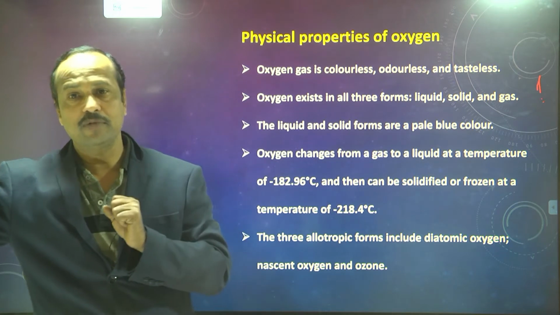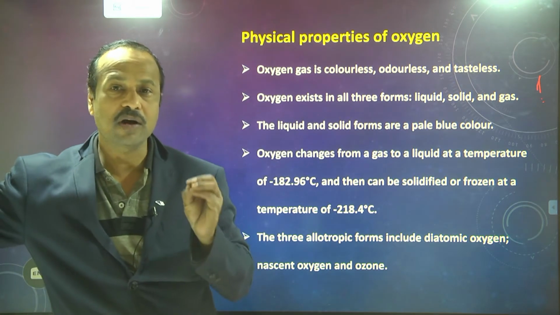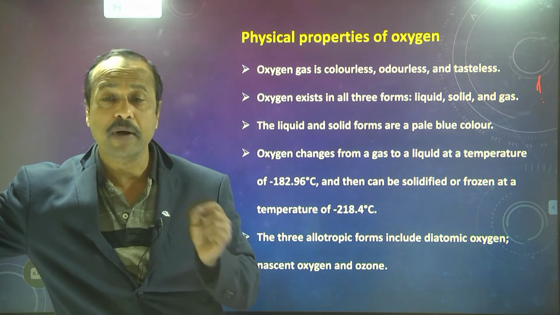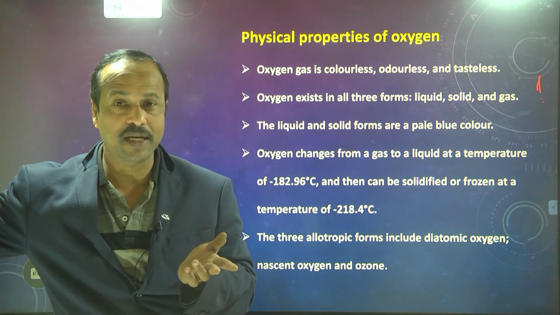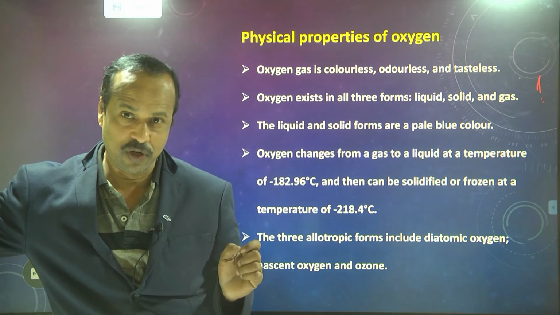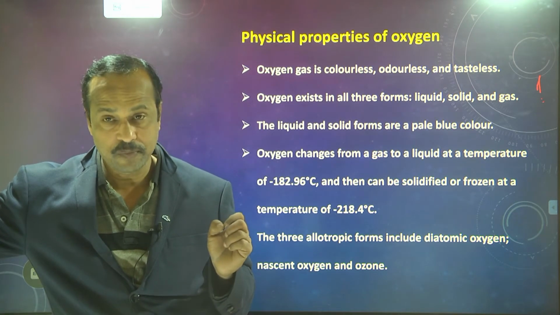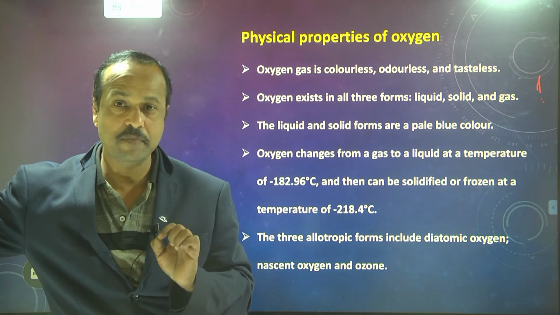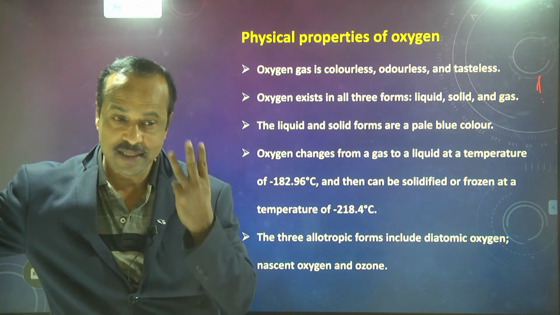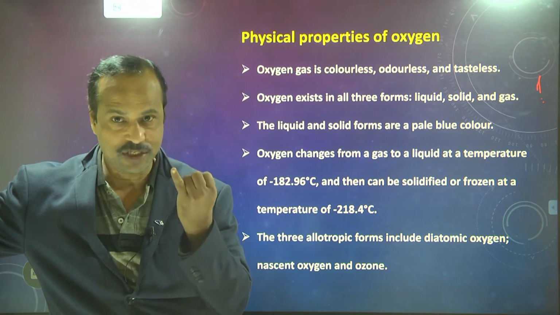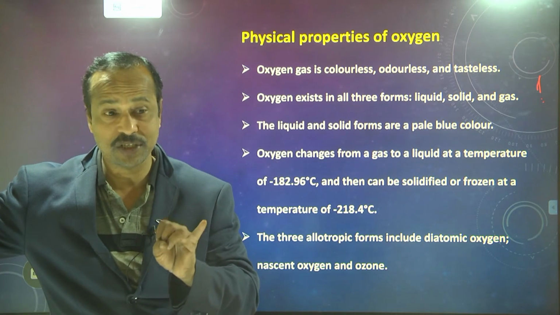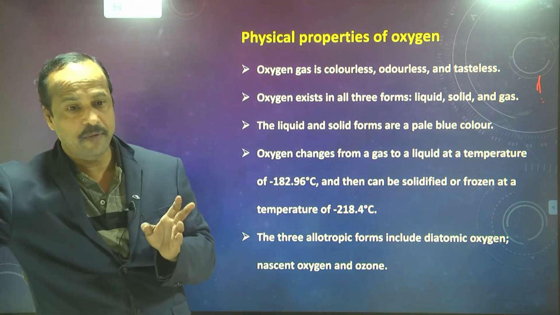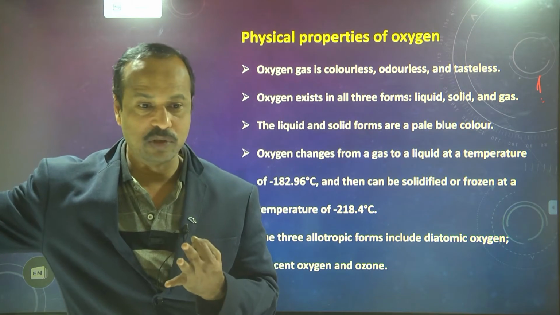Then come to the second property. Generally you know that oxygen is a gas. Anyone can say that oxygen is a gas. But oxygen can be converted into solid as well as liquid also. So the meaning is, oxygen can exist in three states. Gaseous state, that you know, and under certain conditions, remember, under certain conditions oxygen can be converted into liquid and can be converted into solid also. Is this clear to you?